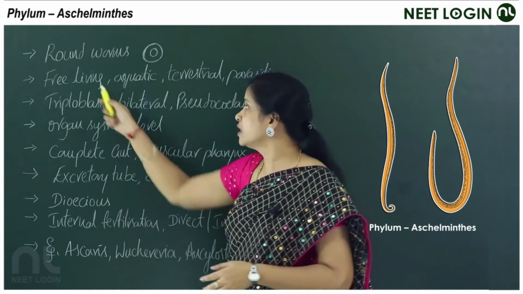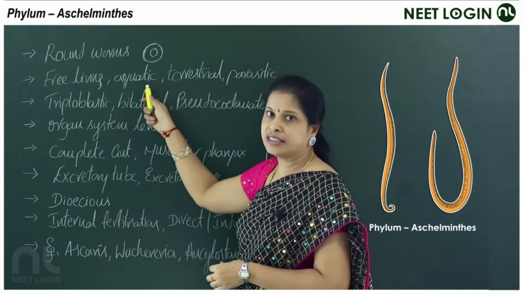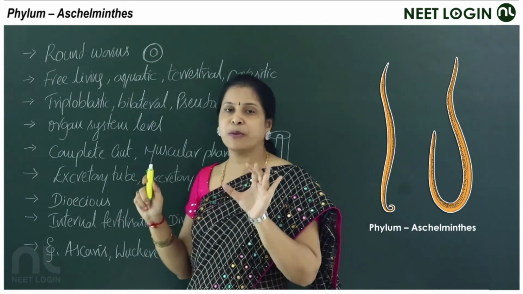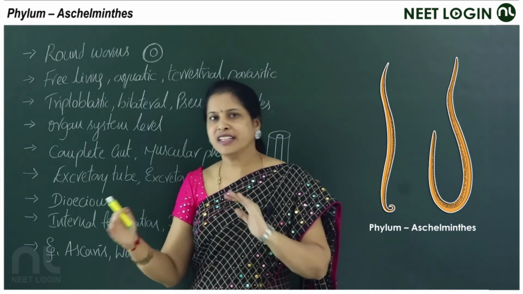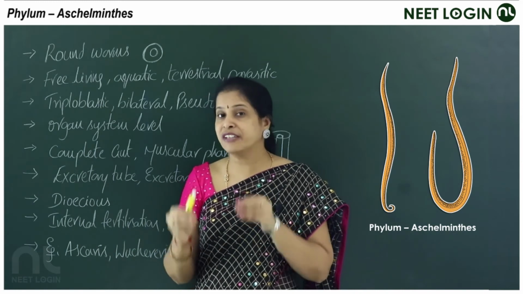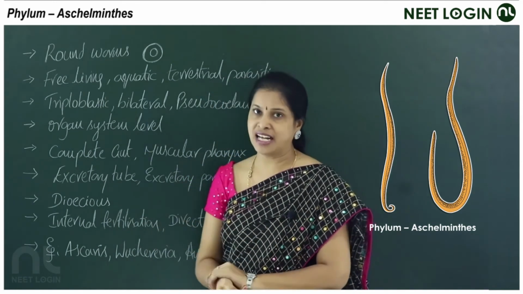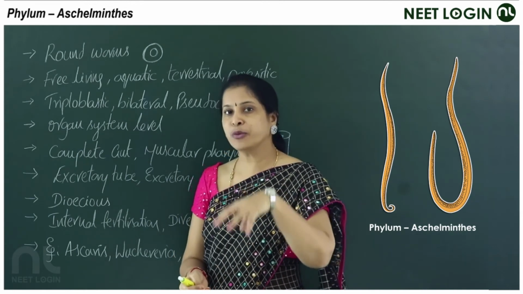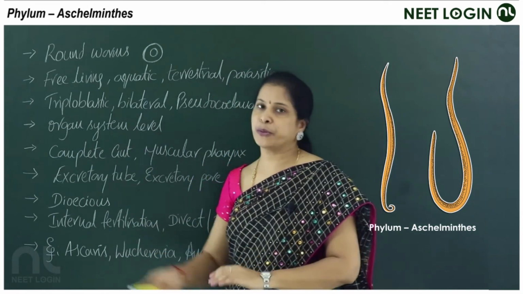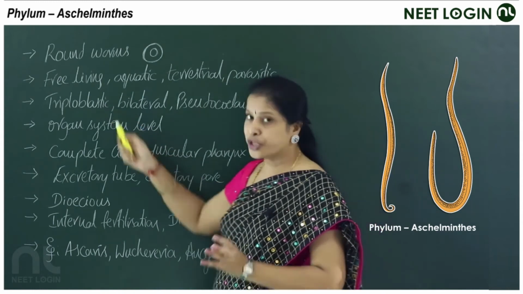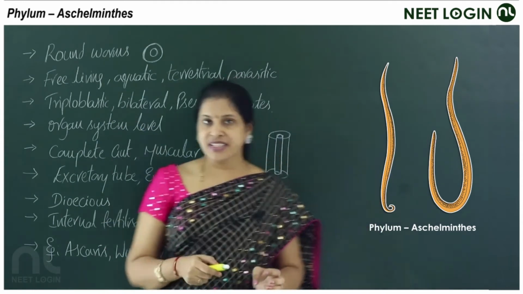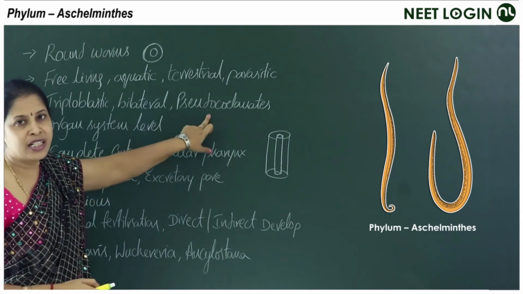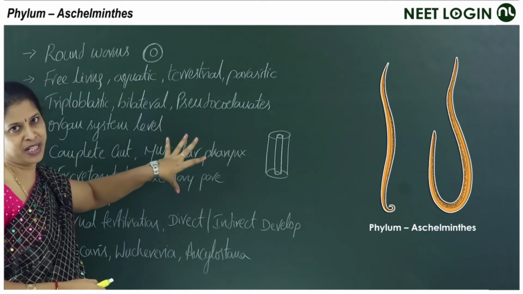living. Some are free living, aquatic, terrestrial, and some are parasites on plants and animals. There are different modes of living seen in this phylum, Aschelminthes. As I said, all the pseudocoelomate phyla are incorporated in this. They are triploblastic, bilaterally symmetrical, and pseudocoelomates. Already you learnt about what pseudocoelomates are.